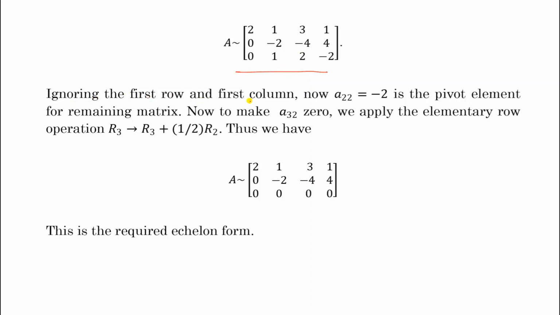Now ignoring the first row and first column, you have to ignore this one and this one. The remaining submatrix is this one. A22 is the pivot element for the remaining matrix, and we have to make the element below the pivot element 0. To make A32 0, we apply the elementary row transformation R3 plus 1/2 R2. So we get A in this form. Here all elements of this row are 0. So this is the required echelon form.